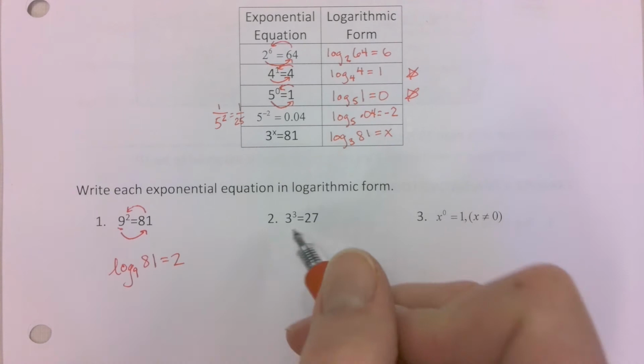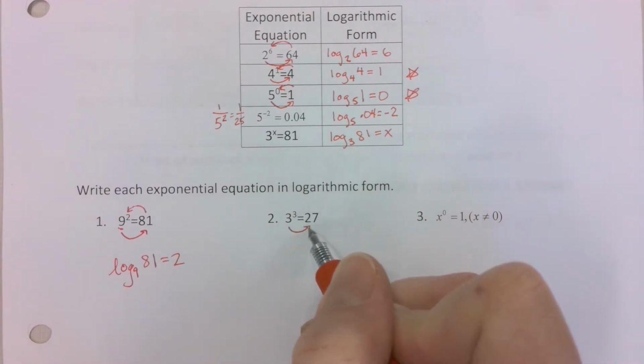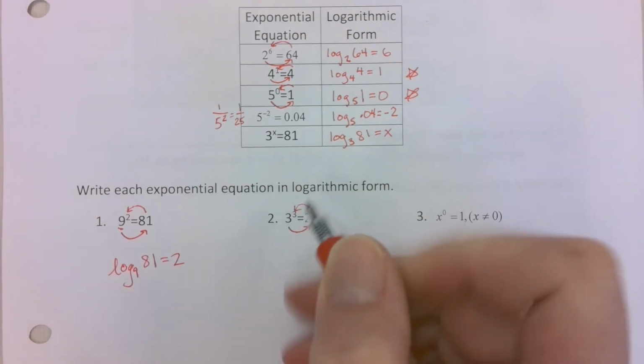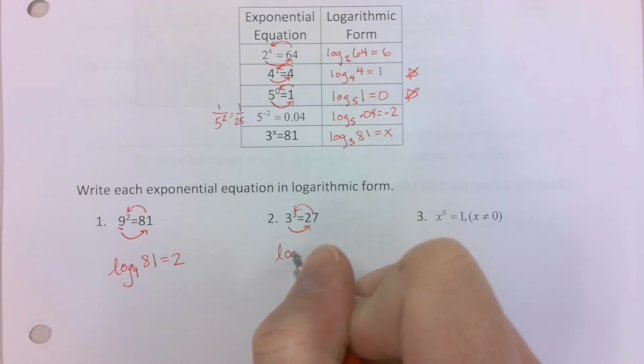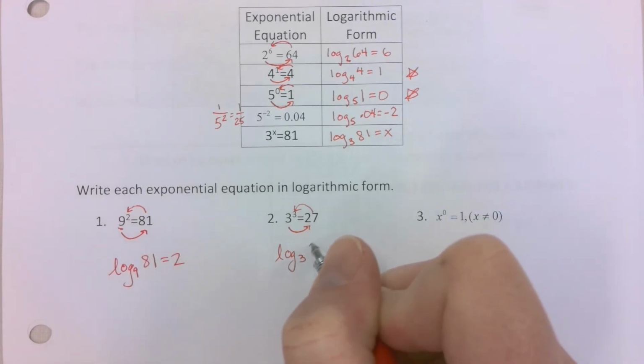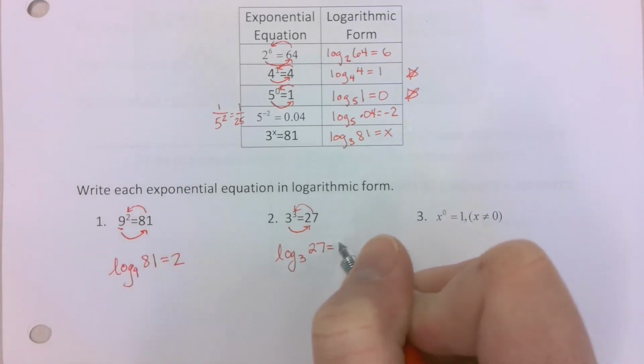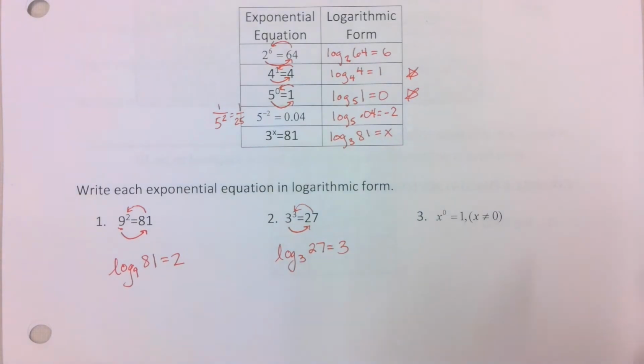In the second one, we have 3 cubed equals 27, so log base 3 of 27 is equal to 3. So again, we're practicing putting this in log form. This log form with base 3 is not helping me. I would always take it out of log form and put it back to exponential to understand it better.